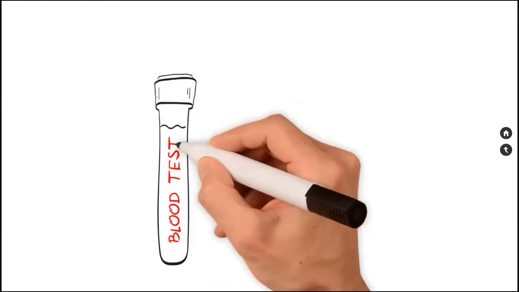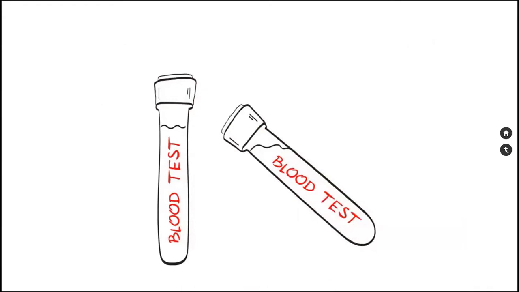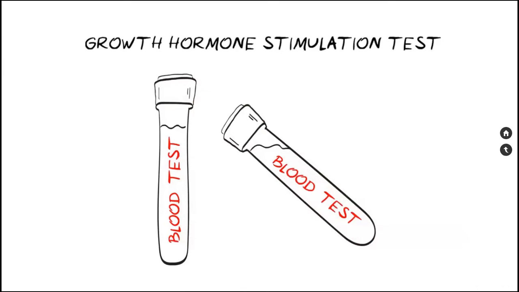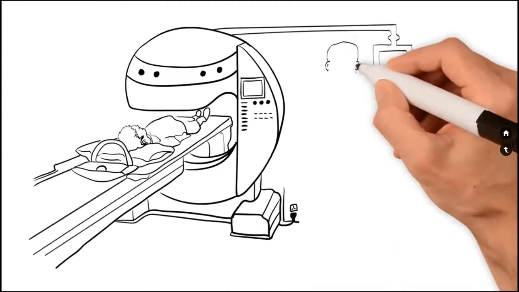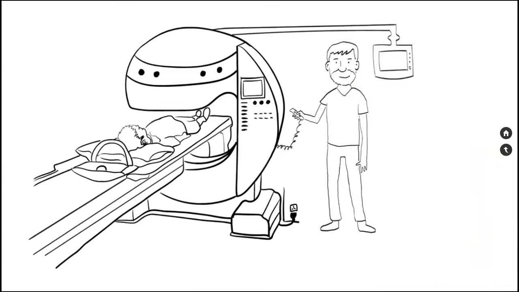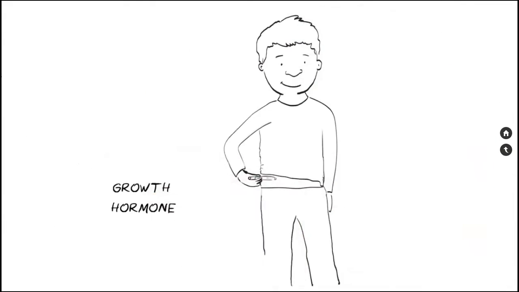It's diagnosed using blood tests to measure the level of the hormone in the blood. This is called a growth hormone stimulation test. Once diagnosed and on treatment, height is regularly measured to monitor growth, and sometimes a bone scan and brain scan might be done. It's treated with a small injection of growth hormone each day.